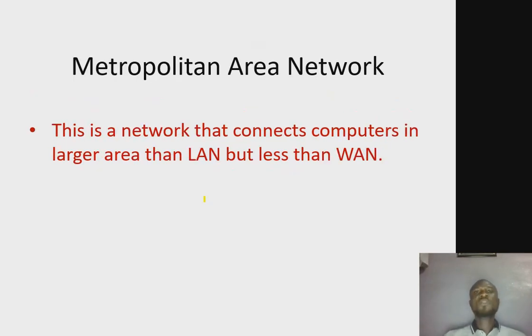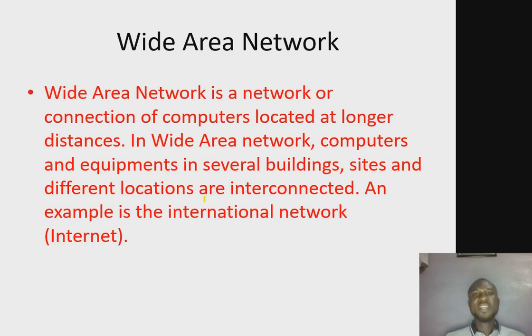Now metropolitan area network, this is a large network that connects computers in a larger area than local area network. For example, computers connected within a city, we call that metropolitan area network. While the third type of network, we have wide area network, which most of us are already using but we are not aware. Now let's look at it together.